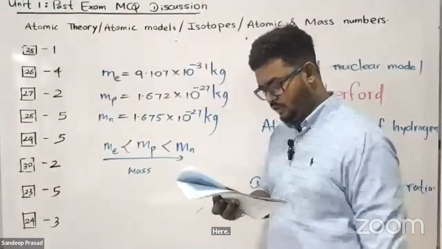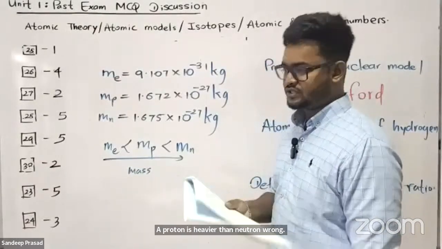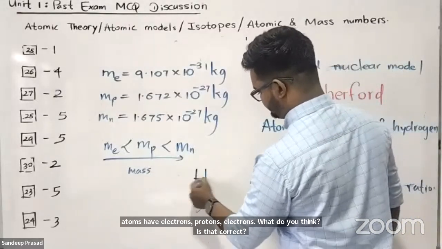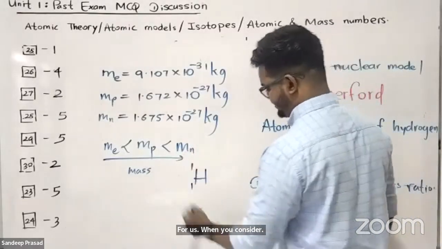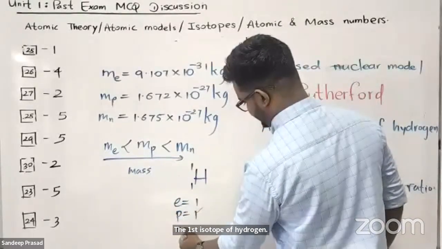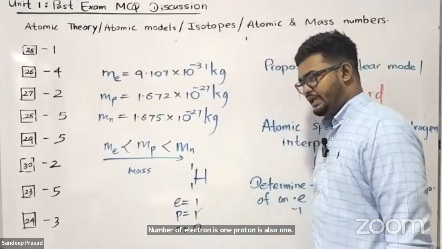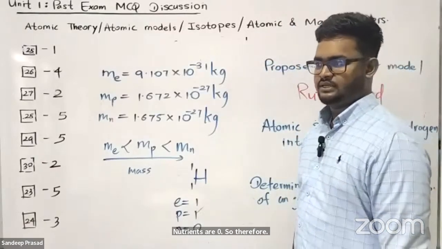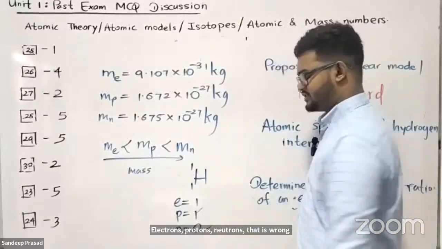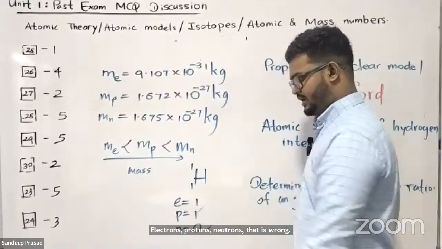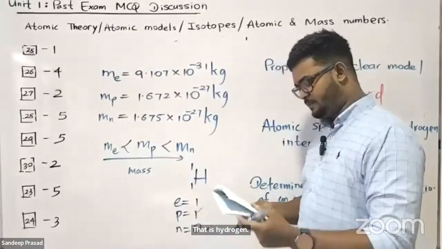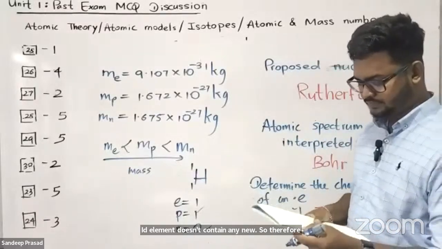Wrong. All atoms have electrons, protons, neutrons. What do you think? Is that correct? Students, when you consider protium, the first isotope of hydrogen, number of electrons is 1, protons is also 1, neutrons are 0. So therefore, that is wrong. Hydrogen element doesn't contain any neutrons. So that is wrong.